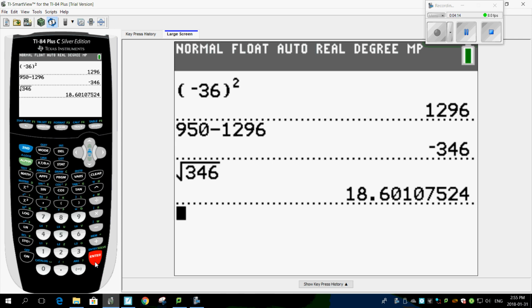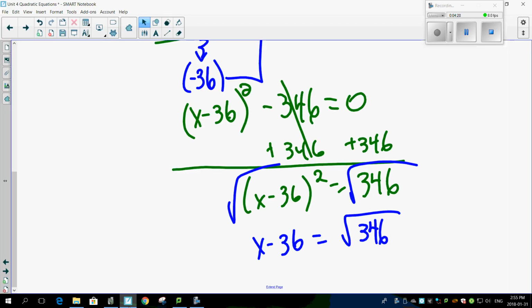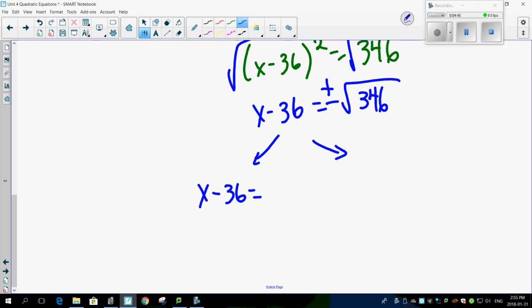So I'm wondering, can we reduce this? Can we take 346, let's divide it by 2 and start a factor tree. And look at that, I got 173. That's it. So I can't even reduce it or make it into a mixed radical. So just leave it the way it is. But here's one thing that we forgot. When we square root, don't forget, it's plus or minus. So now, two equations. We've got x minus 36 equals plus the square root of 346. And we have x minus 36 equals minus the square root of 346. Right?